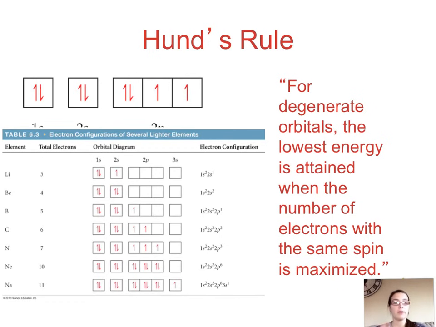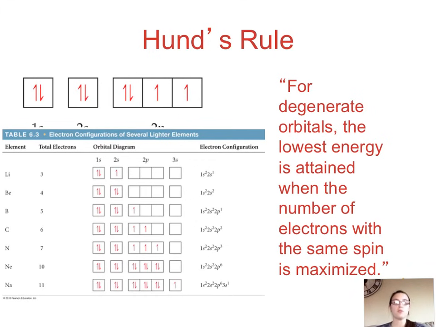Electrons are negative. When you have two negatives next to each other, they repel. So by occupying different orbitals, which is what Hund's Rule states, the electrons are as far apart as possible to minimize the repulsion, and that's the lowest energy.